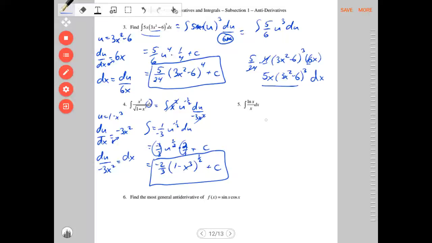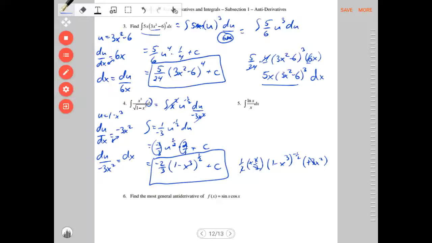Now, I'm just going to use the space for number 5 really quick. Let's check. Okay, so the 1/2 would come down in front. So 1/2 times negative 2/3. Okay, and we get 1 minus x cubed to the negative 1/2. Okay, and then we chain rule out a negative 3x squared. Okay, so let's see. The 2's cancel. The negatives cancel. Negative and negative make a positive. The 3 cancels off with that 3.